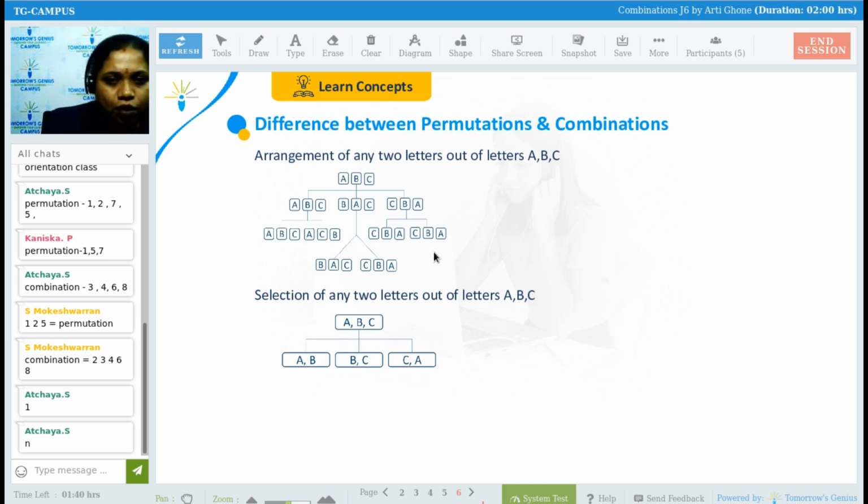Okay, see. And now I want to select any 2. So I'll select AB or BA. I am arranging, so AB and BA makes sense. Clear? Then BC is selected, CB is selected. Clear? Or AC is selected.